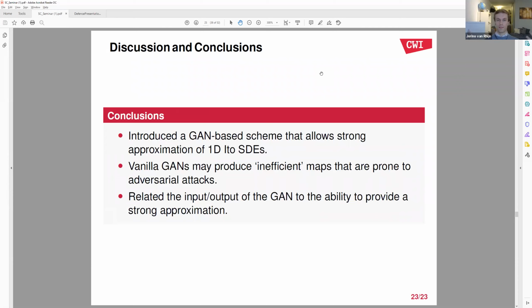And we've learned something about GANs in general: if you look at the map, they may be non-parsimonious and they may be sensitive to attacks, like small perturbations in the input. And we've related the input and output of the GAN to the ability to provide a strong approximation. As a takeaway, this project has been very interesting for me to think more about SDEs. What does it mean for a neural network to provide a strong approximation? That's been one of the central themes.